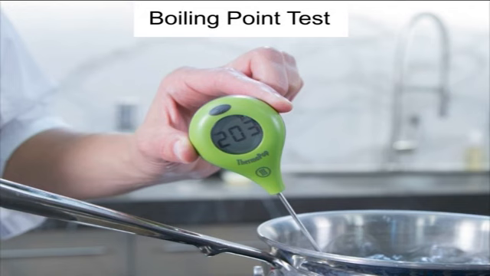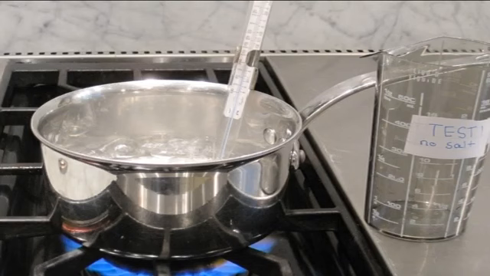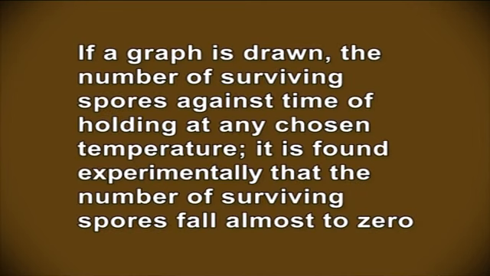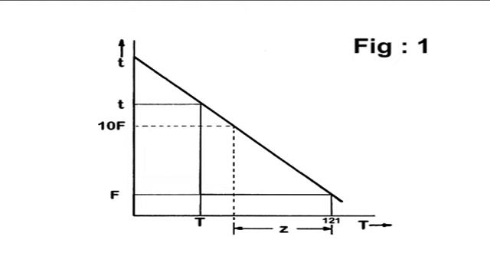At any given temperature, the spores are killed at different times, as some spores are more resistant to heat than other spores. If a graph is drawn of the number of surviving spores against time of holding at any chosen temperature, it is found experimentally that the number of surviving spores falls almost to 0. Experimentally, it has been found that if the logarithm of T, the thermal death time, is plotted against the temperature, a straight line relationship is obtained. This is shown in figure 1.